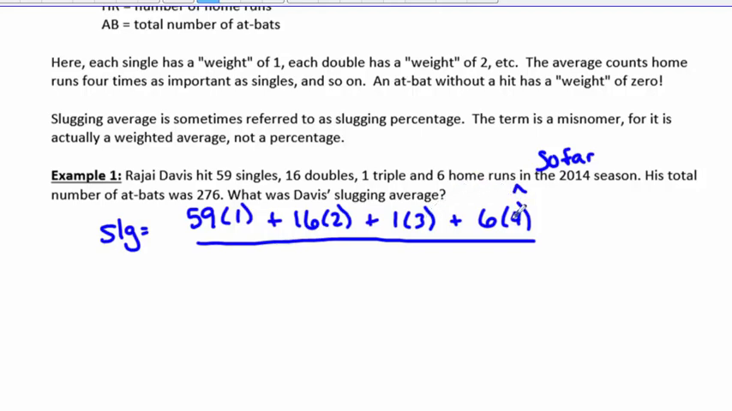They didn't have to choose this. This is just the way that baseball does it. You could have chosen different weights for these. You could have said a home run is so important because it scores points, it's worth 10, and so on. The weights are just chosen based on what you're trying to accomplish. But in this case, the slugging average is actually computed using the number of bases, so 1, 2, 3, and 4. And we divide by the number of at-bats.